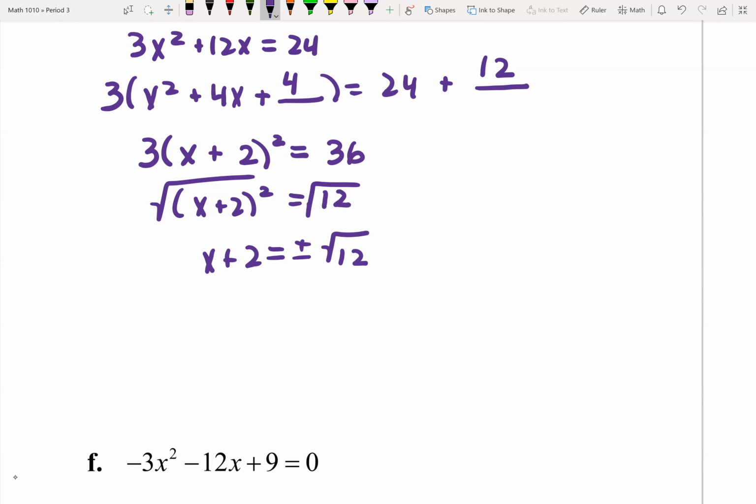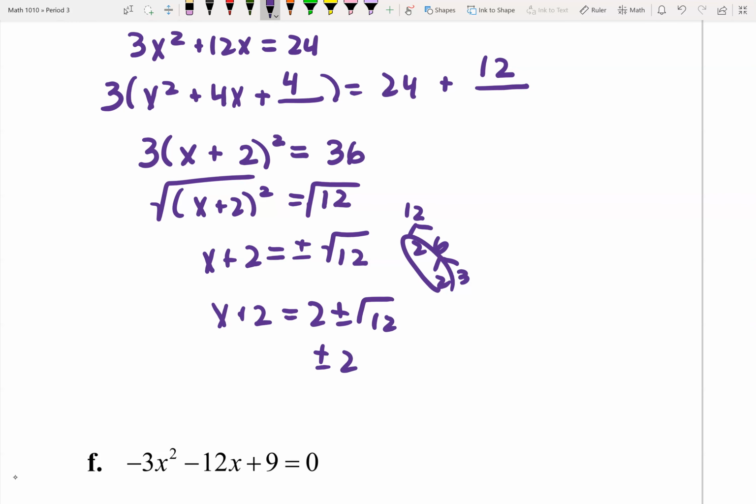It's going to simplify, right? So let's write the 12 down. 2 times 6 and 2 times 3. So these two 2's come out. So you have x plus 2 equals, does it go 2 plus or minus the square root of 3, or is it plus or minus 2 square root of 3? Which one is it? The top one or the bottom one? It's the bottom one. The 2 goes with the root. So it's plus or minus 2 square root of 3.